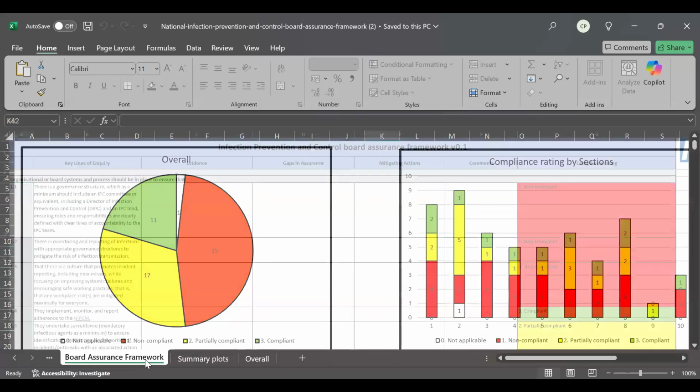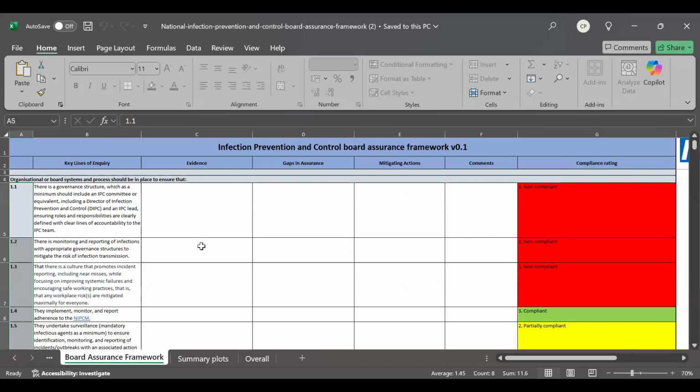So if you go back to the first one I showed you, we're currently in the organisation and board systems. So it gives you a chance to pop in here what your evidence is. So there's a governance structure, which as a minimum should include an IPC committee or equivalent, including the DIPC IPC lead. So you can just enter in there and say who the DIPC is.